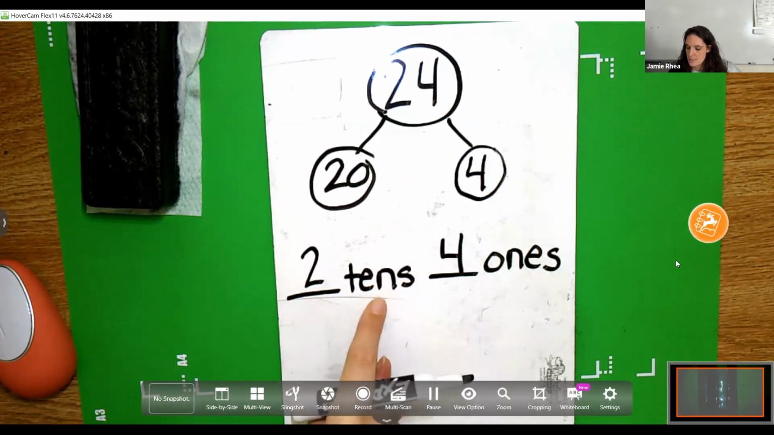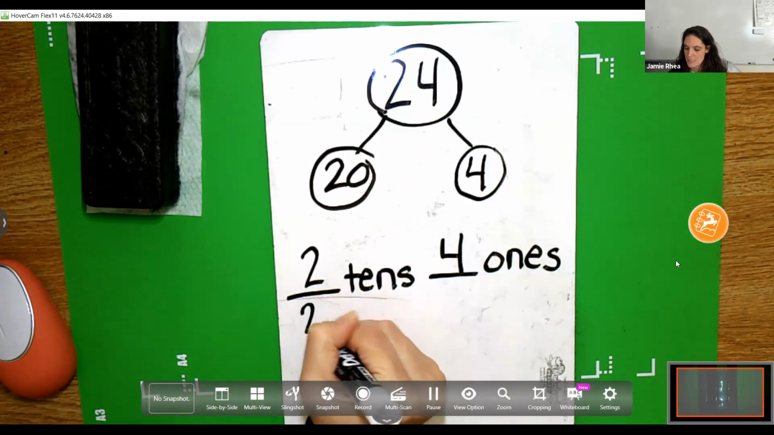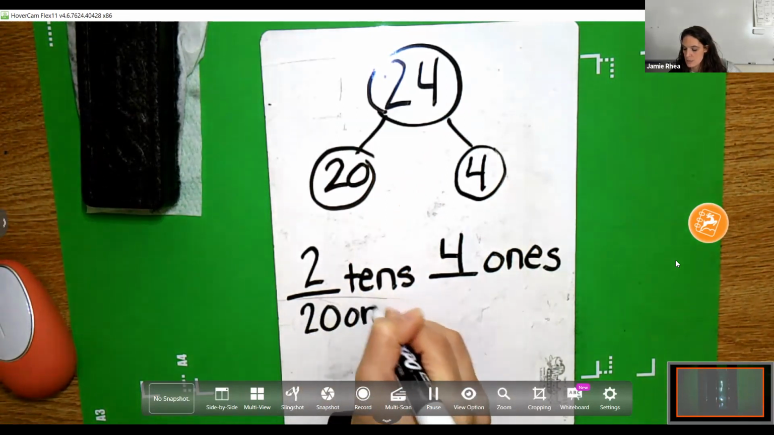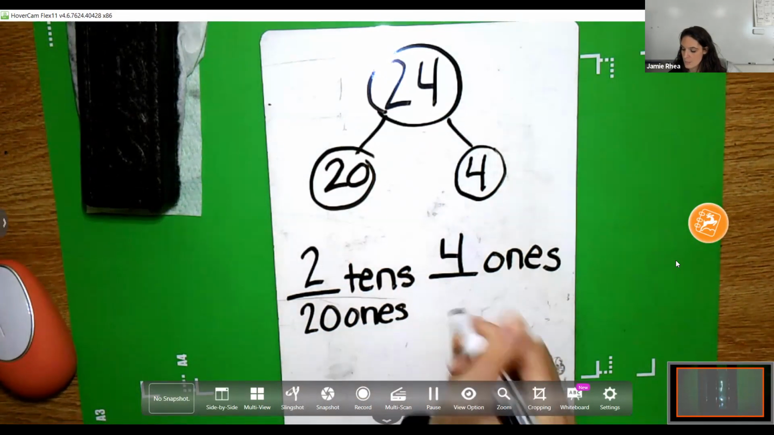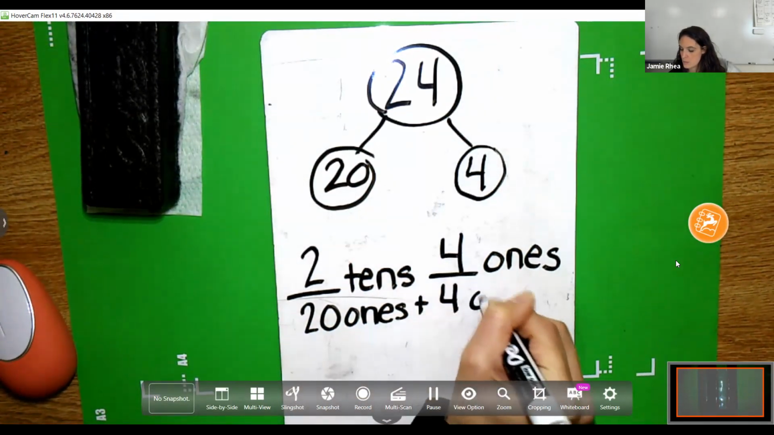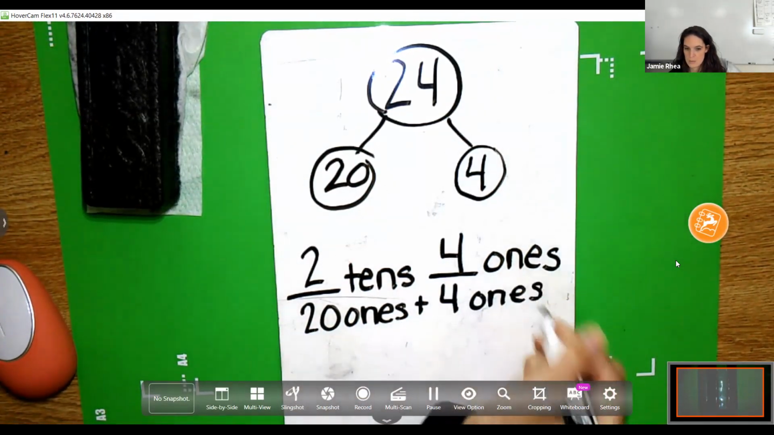So 2 tens is the same as 20 ones. This looks familiar. We drew a number bond. Our number bond shows us that 20 and 4 are 2 parts that make up 24.